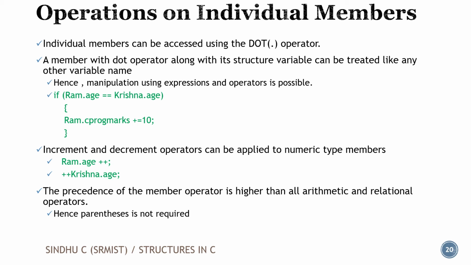Second thing is that increment and decrement operators can be applied to numeric type members. So Ram's age, Krishna's age, you can increment, decrement, all that. Then the precedence of the member operator is higher than all arithmetic and relational operators, hence parentheses are not required. These are the basics that you should know on operating on individual members.